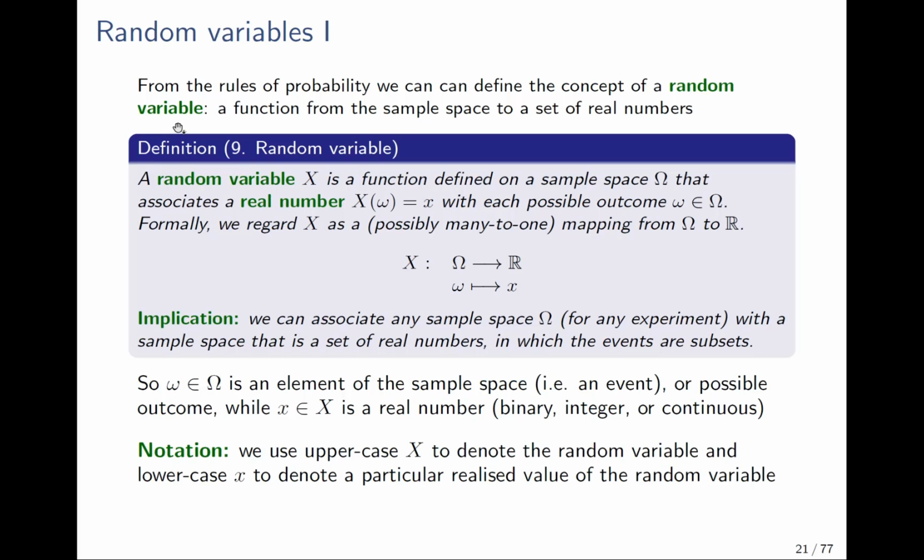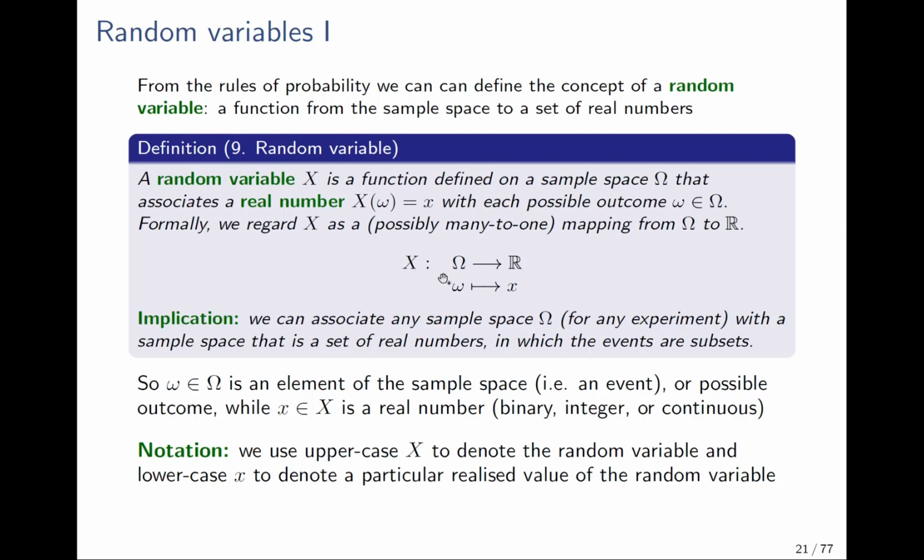And let's start with definition number 9, of a random variable. So a random variable is very simple. It's a function defined on the sample space that associates a real number with each possible outcome in the sample space. Okay, so it's going to associate each small omega with a real number. Formally, we're going to regard X, the random variable, as a possibly many-to-one mapping from omega to R.